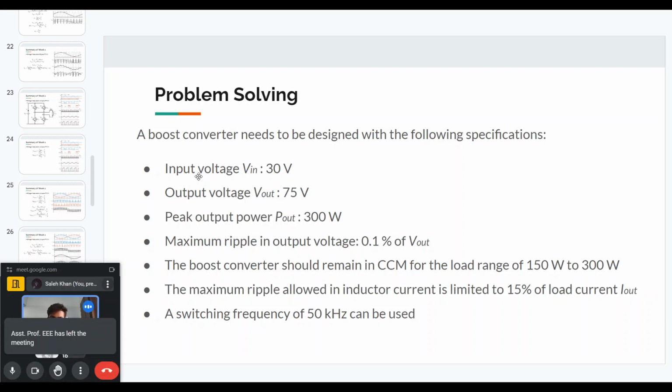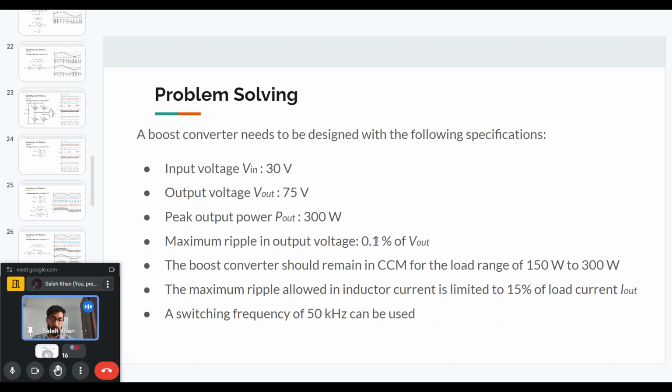So now we can come to the problem, which is asking about designing a boost converter. The specifications are given that we have an input voltage of 30 volts, the output voltage is 75 volts, and the maximum output power is 300 watt. And the maximum ripple in the output voltage is 0.1% of V out. So that will be 0.1% of this 75 volts. As you can see, it is very small.